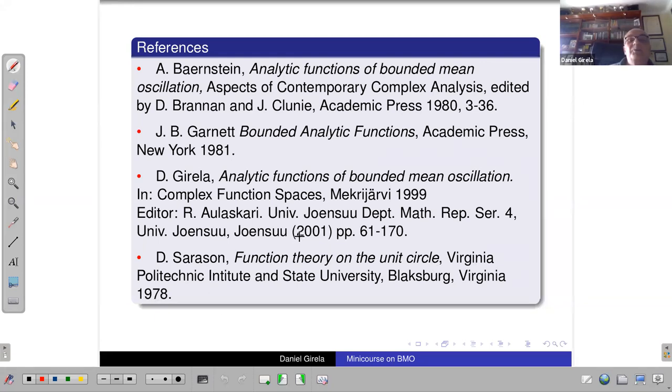And then some 20 years ago, I participated in a summer school in Finland, and I gave a course on bounded mean oscillation, and then I wrote a long paper of more than 100 pages on analytic functions of bounded mean oscillation. So these are, let's say, four general references on BMOA, essentially analytic BMO. Of course, in this course I'm going to give some results and some proofs, but of course I cannot prove everything.